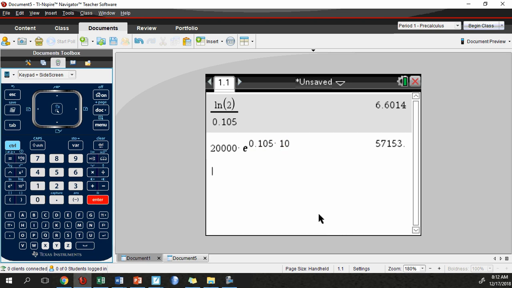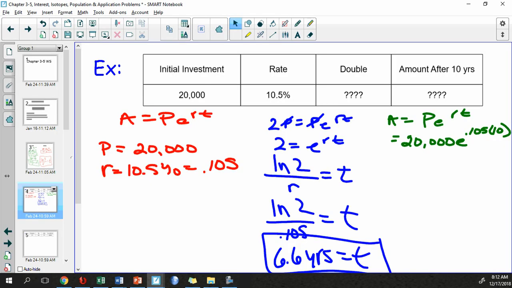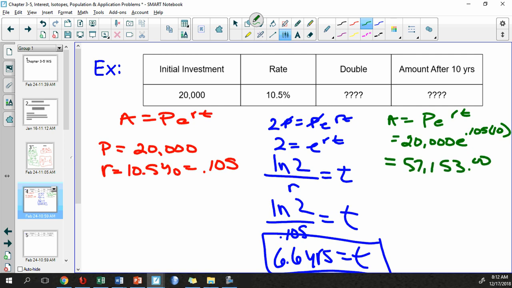So how much money will I have? $153. So after 10 years, that's how much money I'll have in my account. Do we all understand that? Yes? Right. I want to get a 10.5% rate as well. Any questions over that? We good?